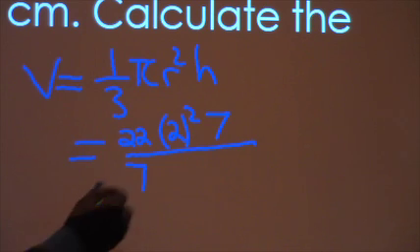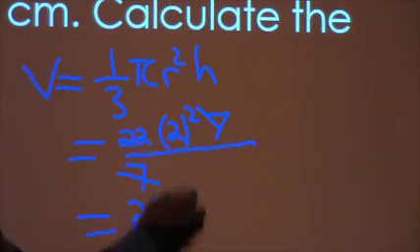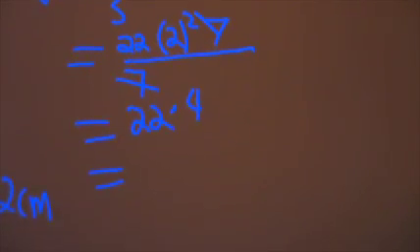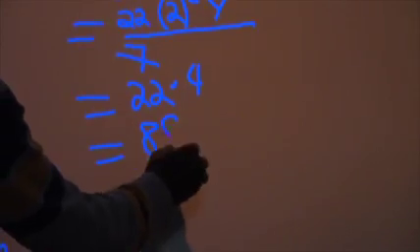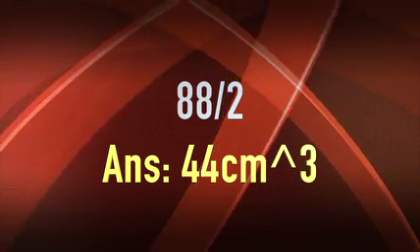So we can cancel this 7 with this 7, and what we have is 22. 2 squared is what? 4. So we have 22 times 4. That's going to be 88 centimeters cubed. Right? So, we got that.